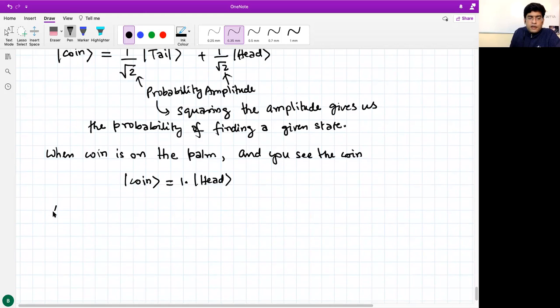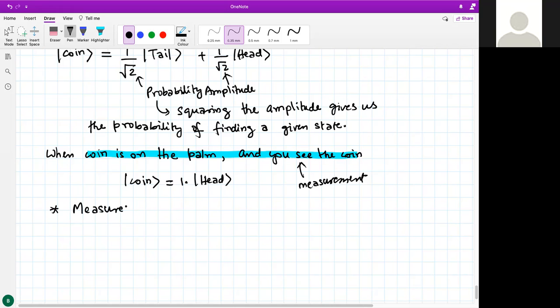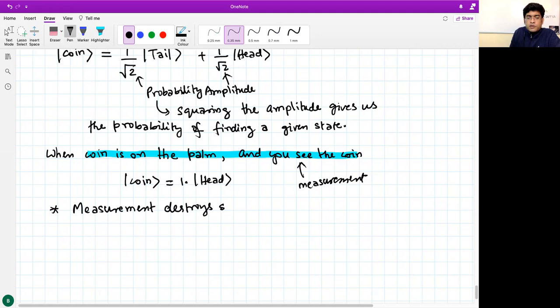Now, we can say that this whole process is kind of a measurement. This is the kind of measurement you are doing. You're getting it on the palm, and this is a measurement. Now we say that measurement destroys superposition.